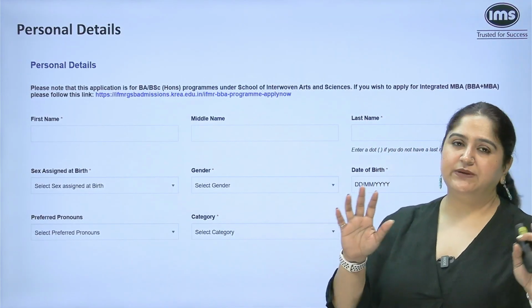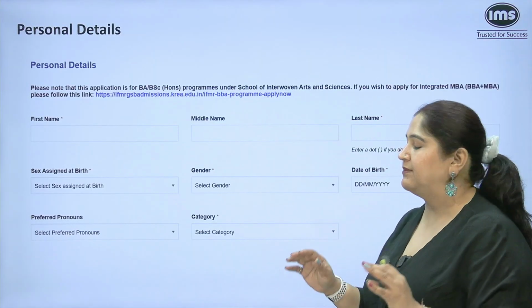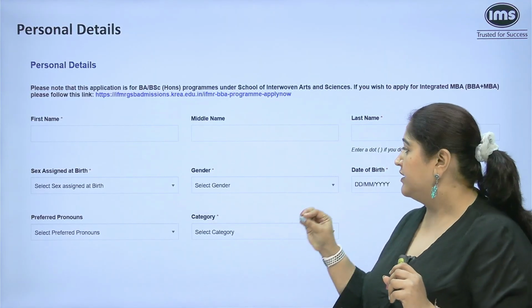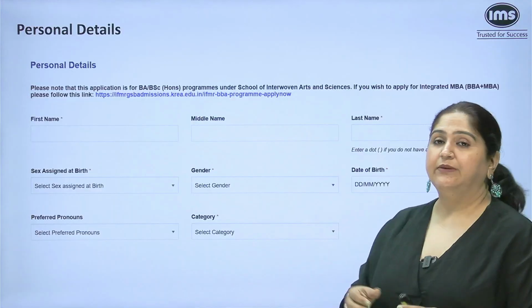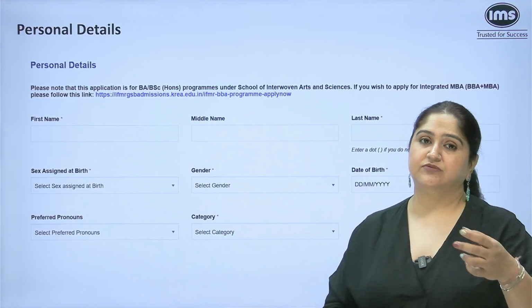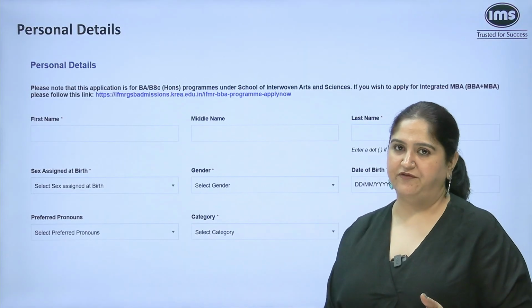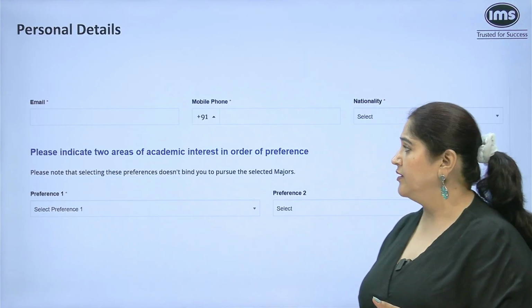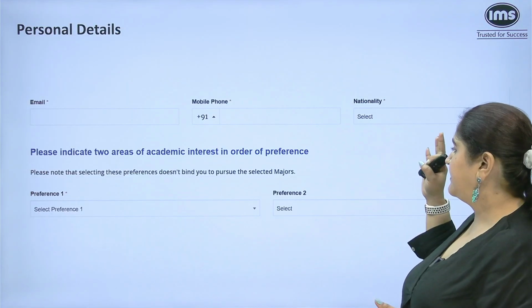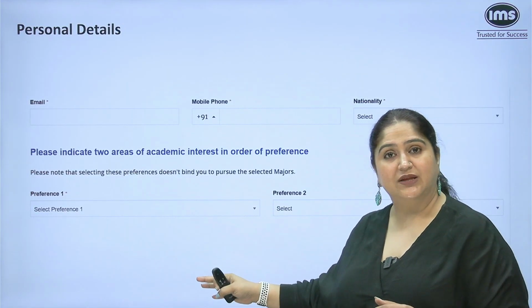Now, starting with the form, the first section, personal details. Your personal details will be your first name, middle name, last name, sex assigned at birth, gender, category, and your preferred pronouns, she, her, they, them, whatever is your preferred one, you can select in the form. It's a drop down. Then email address, mobile number, nationality, and then they would ask you your preference.